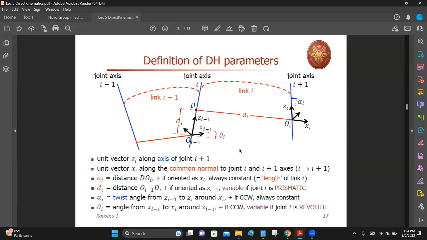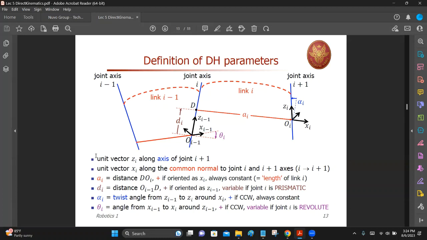This is the same illustration, slightly differently. So now we have link i minus 1, link i, and this is the coordinate frame of link i minus 1. This is the coordinate frame of link i. Now see, from here to here, we have 4 parameters. 2 of them are joint parameters. The other 2 are link parameters. The first 2 parameters form a screw operation, and so does the second 2 parameters.